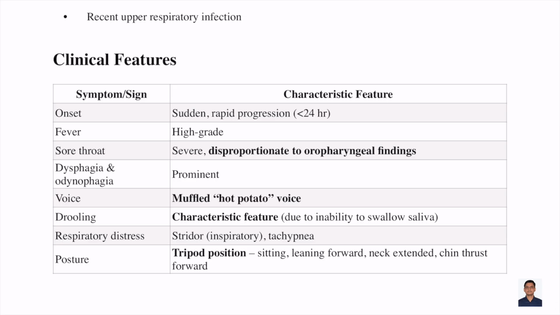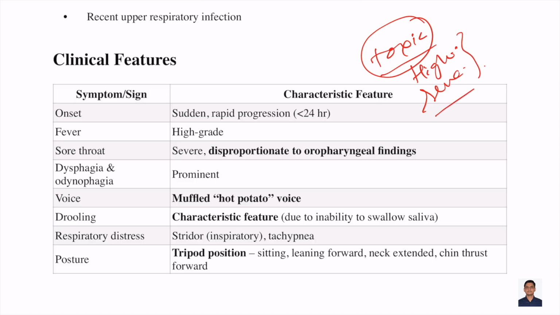Clinical features: the child usually appears toxic with a history of high-grade fever and severe sore throat, with a sudden onset of high-grade fever, and there is a muffled hot potato voice, which is a characteristic sign of it, and another characteristic sign is the drooling of saliva and dysphagia. Respiratory distress leads to tachypnea, and respiratory distress is due to the inspiratory stridor.